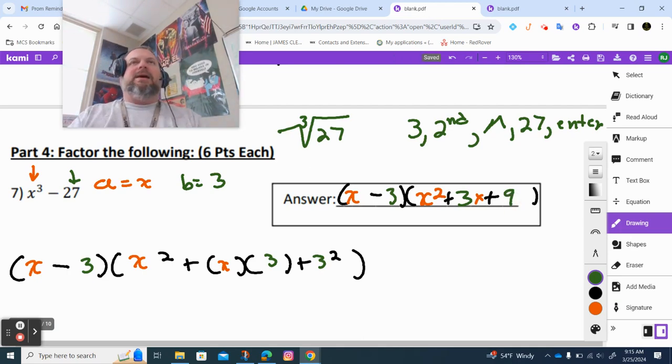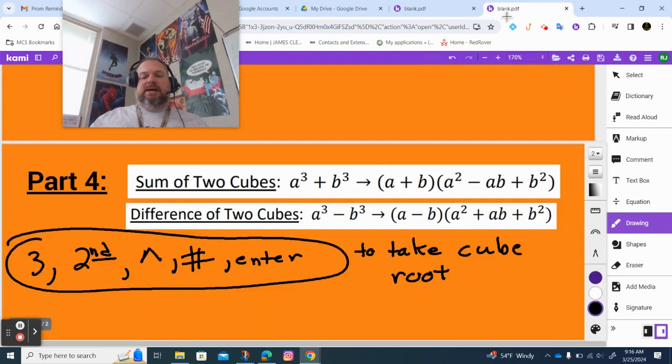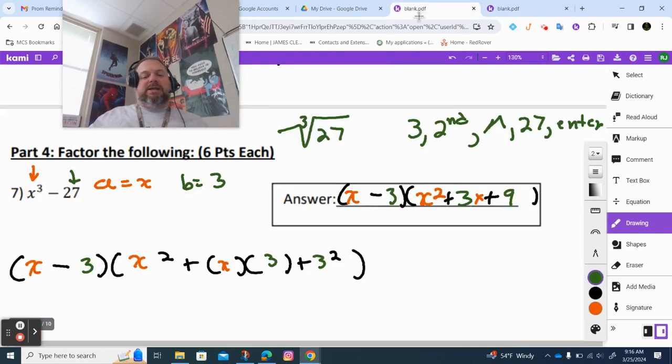Because in the definition that we had, see how it has B squared in both of these? And I plugged it in. It was 3 squared. Well, 3 times 3 is 9.